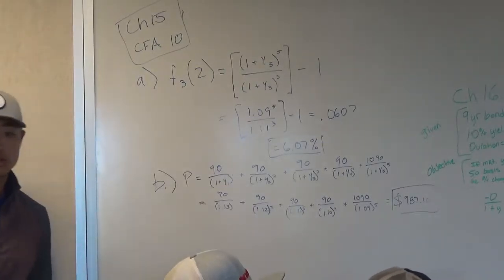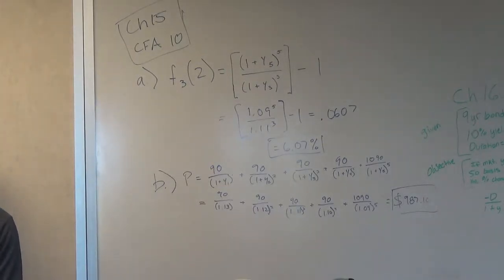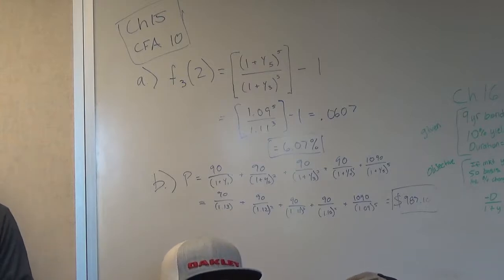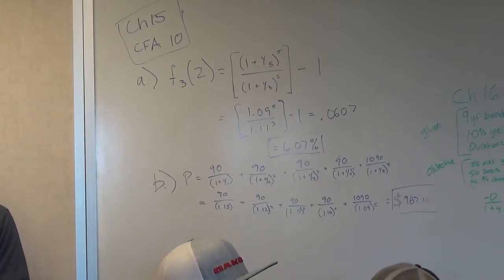Do all the calculations, you get $987.10. Make sure that you put up the assumptions next time, like the term to maturity and the spot rate of interest.